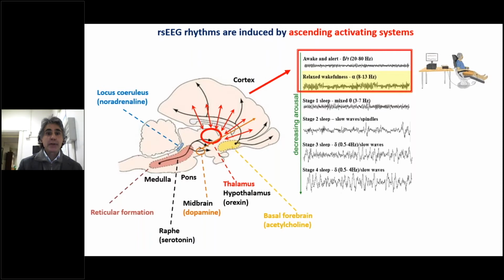The EEG rhythms are generated and induced by the ascending activating system and thalamocortical interactions. You see here the reticular formation and the serotonin, dopamine, and noradrenaline components, and the basal forebrain using projections and acetylcholine to modulate the cortical activation. And of course, the important role of thalamocortical interactions in modulating the generators of EEG rhythms in the cerebral cortex.